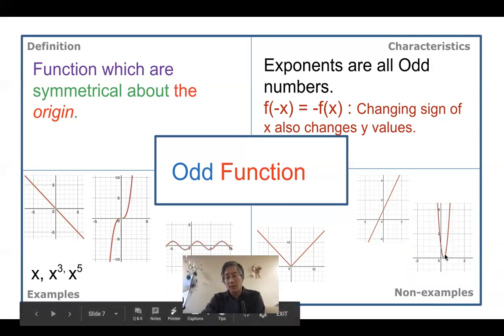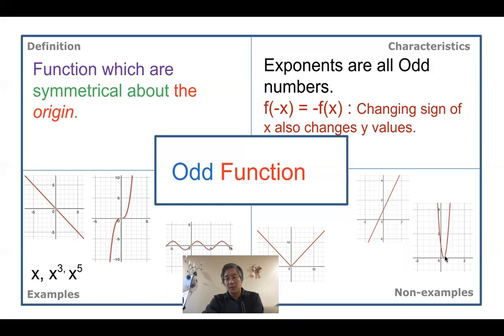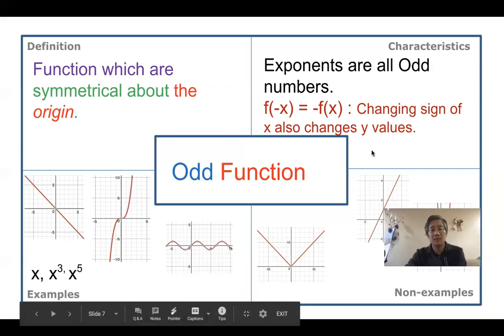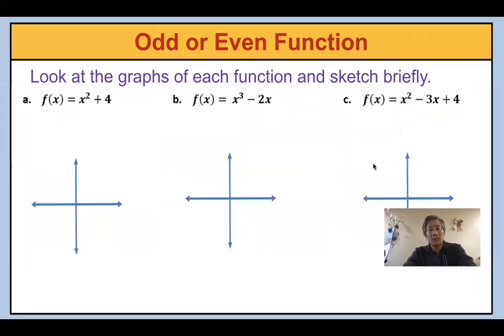So how about this one? This is not an odd function. This is not an even function. It's neither, we call it. All right, it's neither even nor odd. Okay, these are the odd functions. So does everybody understand? Okay. So can you look at the graph of each function and sketch briefly?